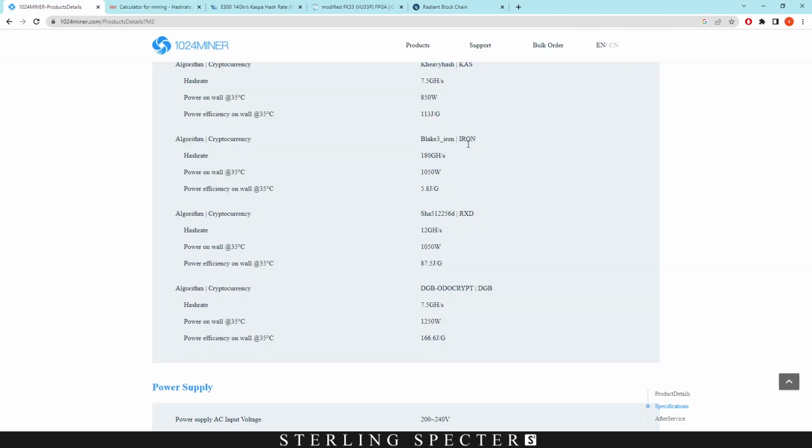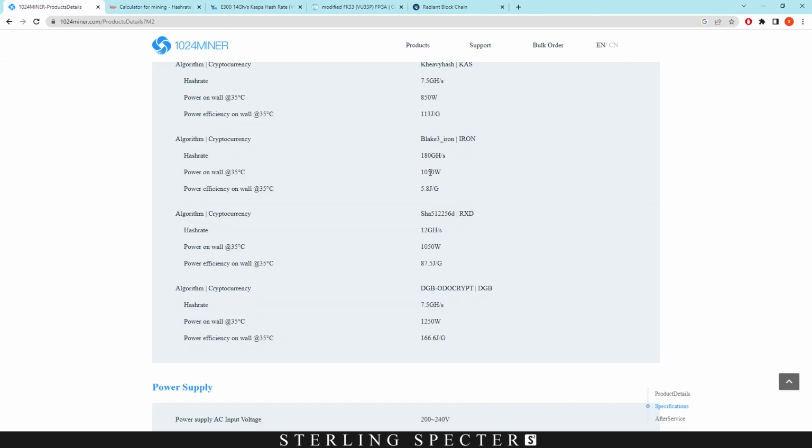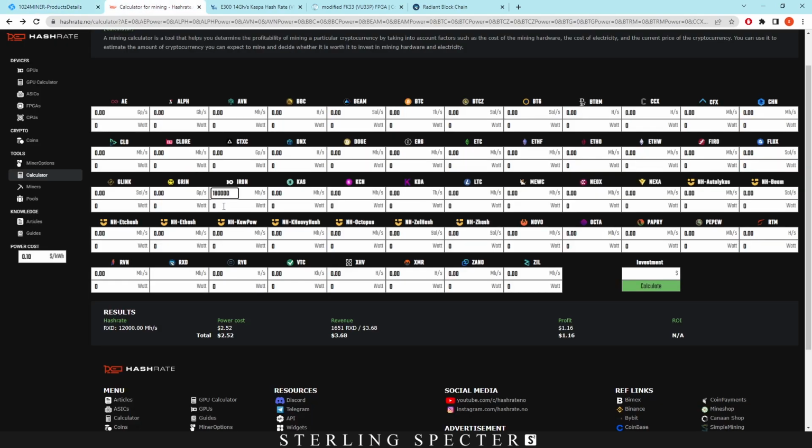Now let's look at IronFish. So we're looking at 180 gigahash. Where is IronFish here? Let's delete this Radiant one. 180 gigahash, which is 180,000, I believe. And then the watts at the wall is 1050 again. So 1050. Sorry, let's delete that. And then we click calculate.